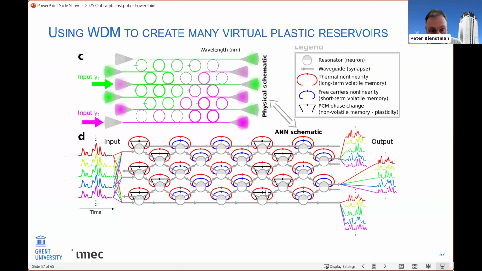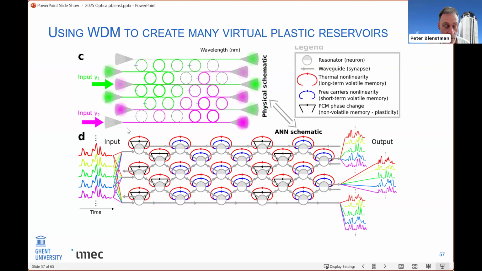Okay, just to walk you through what we have here in order to try and maximize the information content in a given chip. We have, again, our network of coupled ring resonators, but we have several different ways of exciting the system. First of all, we can have the input in different spatial channels, but we can also have the input in different wavelengths.